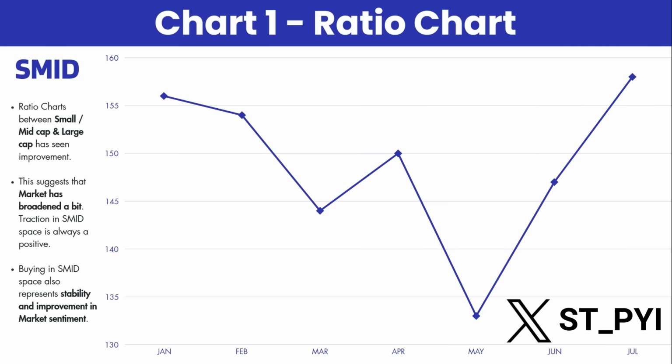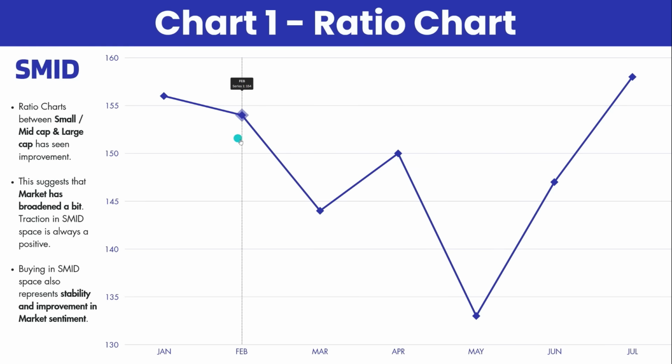So the first chart that I'll show is a ratio chart between small, mid, micro cap stocks, that is SMID, against the large cap stocks. While the market was correcting in the first half of 2025, this ratio had dipped quite a bit, and that is why you were seeing a lot of selling in this particular space. But in the last 2 months, while large cap stocks have largely remained in the range, this ratio has further improved, suggesting that the market is broadening a bit.